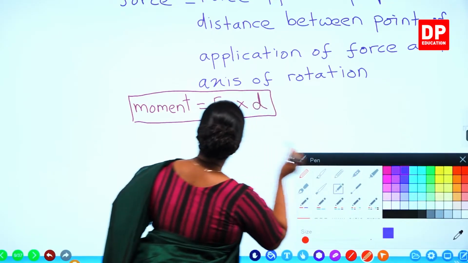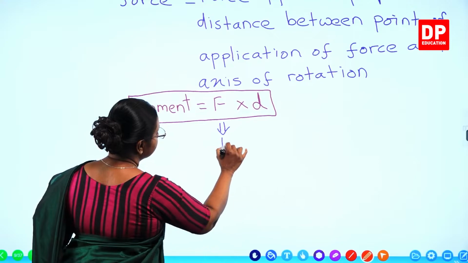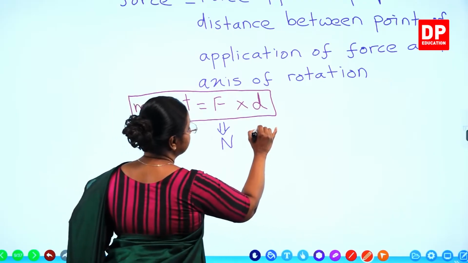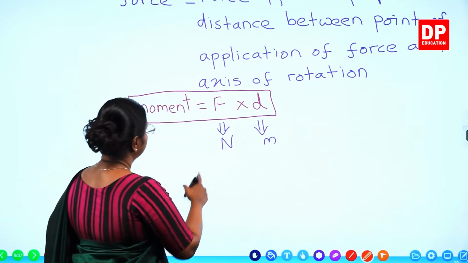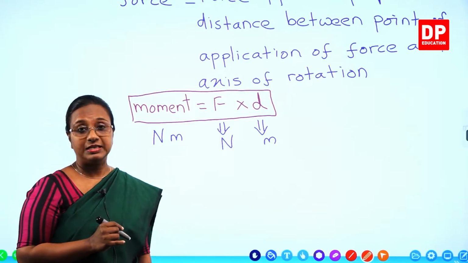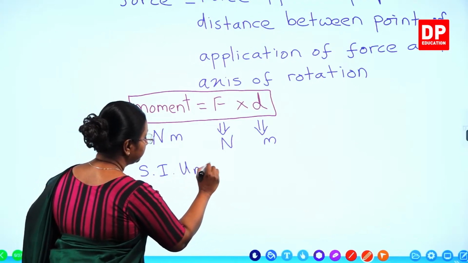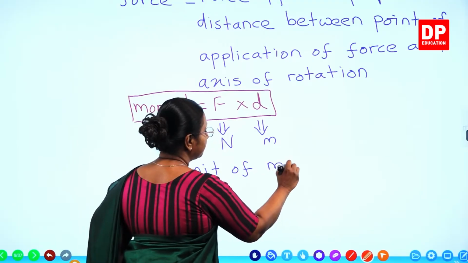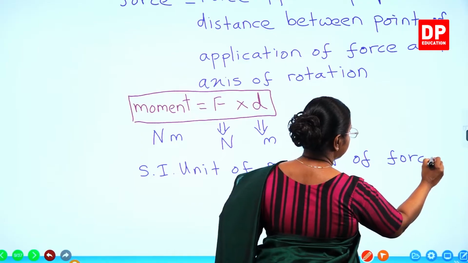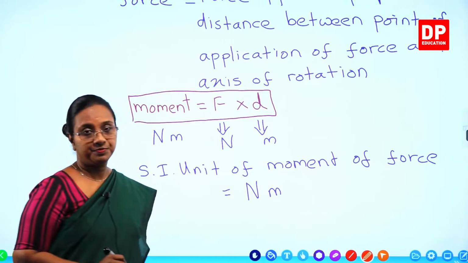And then if we look at the units, we have already discussed that force is in newtons. The standard unit of force is newtons. And distance has to be in meters. So therefore, moment has a unit Newton meters. So the SI unit, or standard international unit, of moment of force is equal to Newton meter.